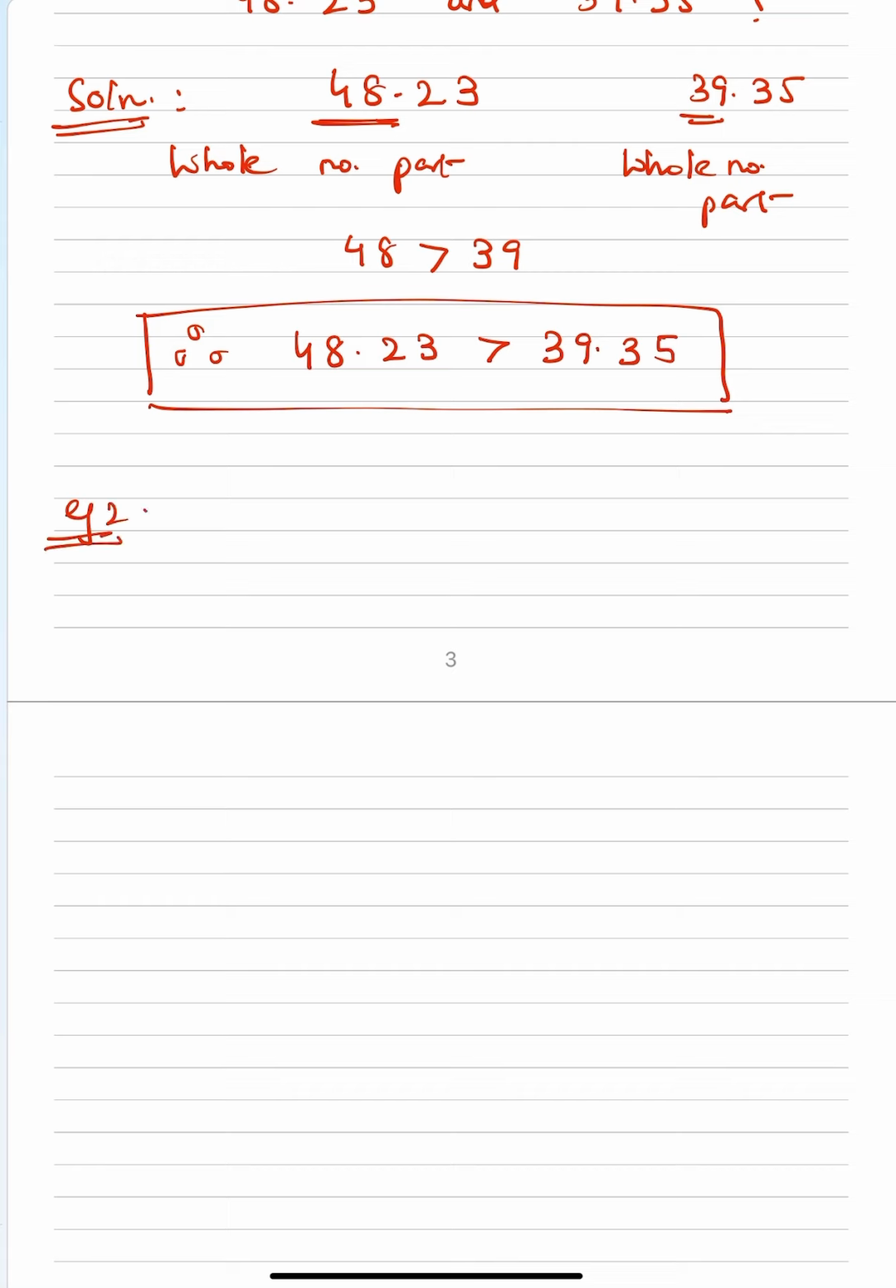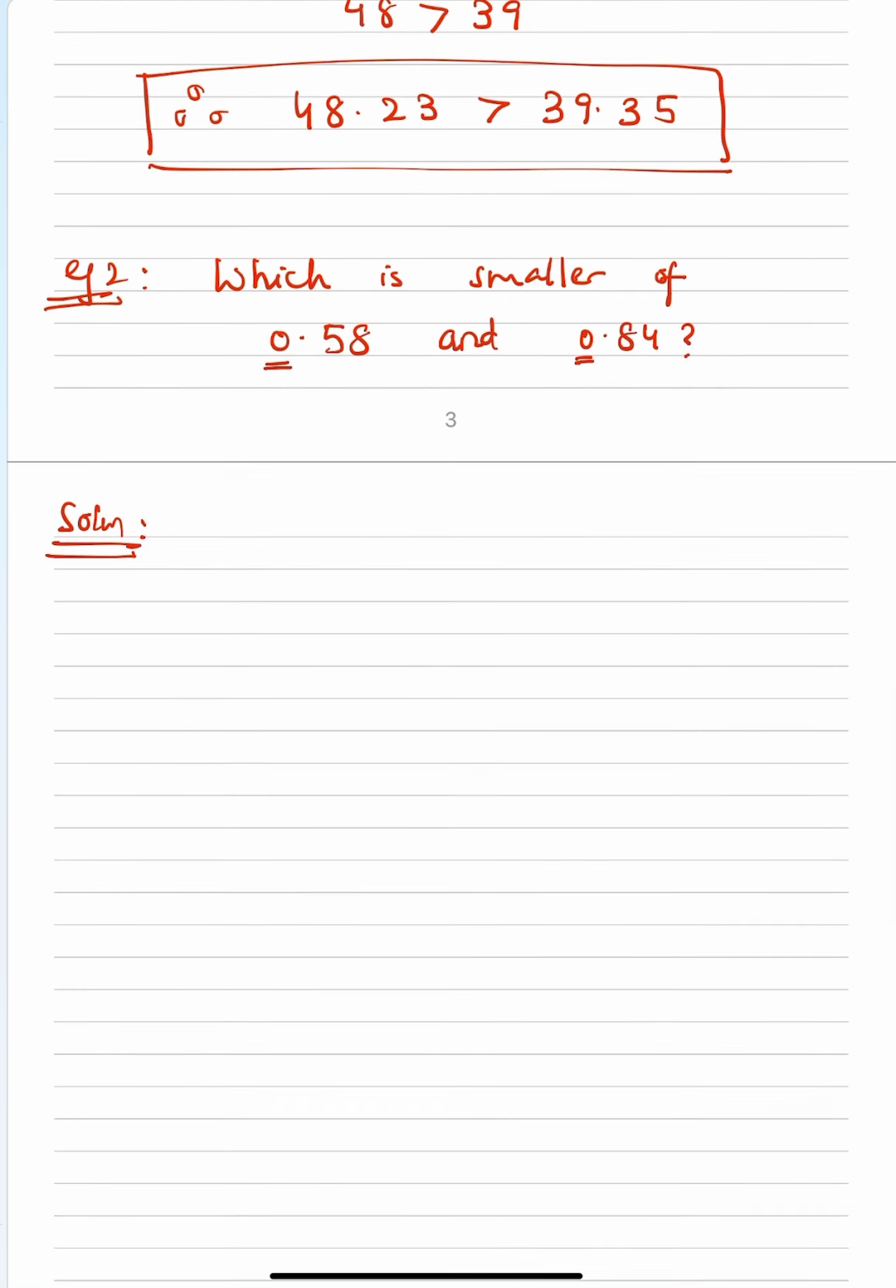Let us take one more example of the same. That is, if it is asked which is the smaller of 0.58 and 0.84. Now see, which one is the smaller? Here the whole number part, that is 0, is equal. Then they are also like decimals, so we don't have to convert. As they are like decimals, we have to keep them as they are. Now let us write 0.58 here and 0.84 here.